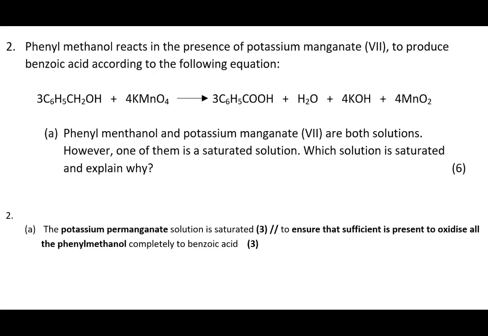So as long as you have potassium permanganate said, or it could be potassium manganate, or it could be the KMnO4 could be the formula, sorry. And then that's 3 marks, and then the other 3 marks is just showing that enough needs to be there to fully react with all, to make sure all the phenylmethanol is fully reacted or fully oxidized. As long as you along those lines, you get the marks there.